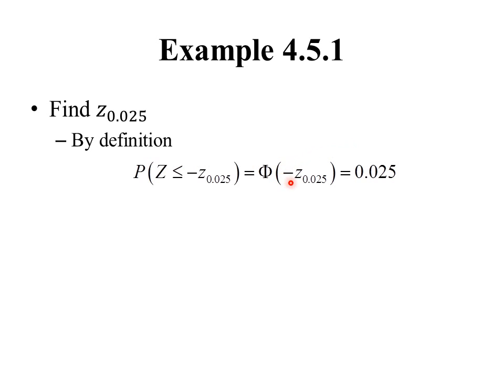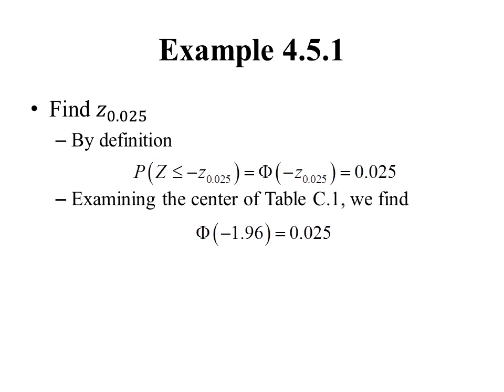To figure out the value of this critical value, we're going to go to our z-score table, table C1 in the appendix, and we look through the center of the table for an area as close to 0.025 as we can. And what we're going to find is that phi of negative 1.96 equals 0.025. And so if we match this up with our definition of z sub 0.025, we conclude that the critical value z sub 0.025 is equal to positive 1.96.